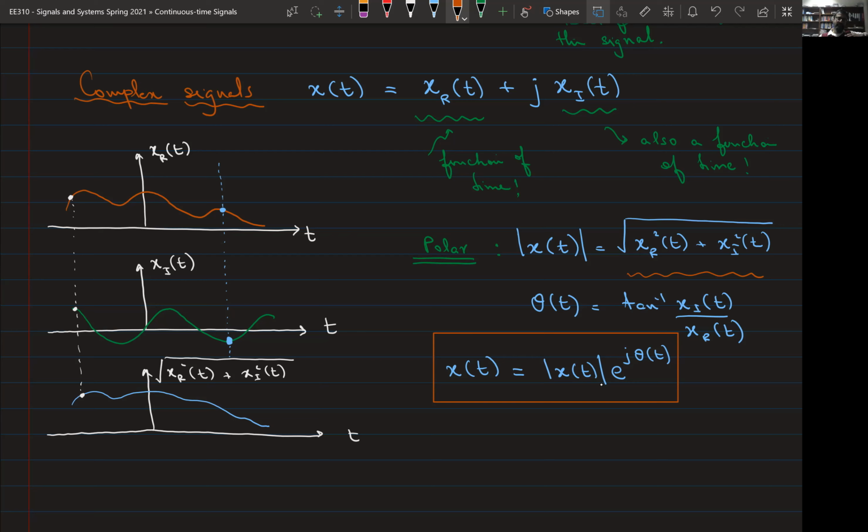In other words, you would have to depict how the real part is varying as a function of time. You would also have to depict how the imaginary part is varying as a function of time.